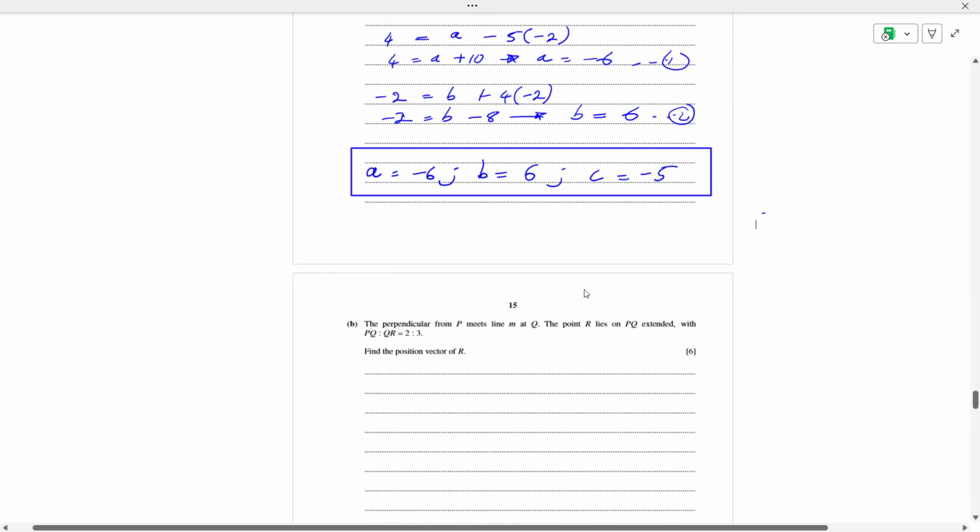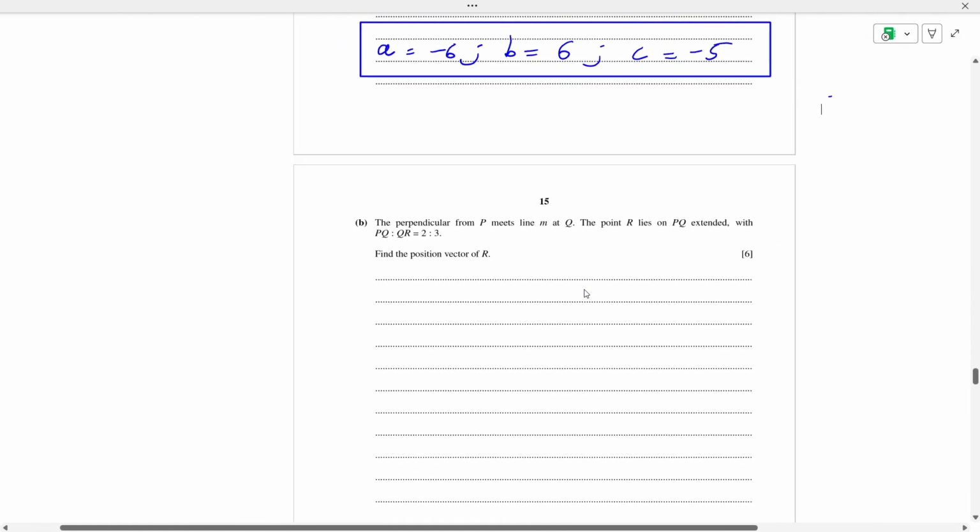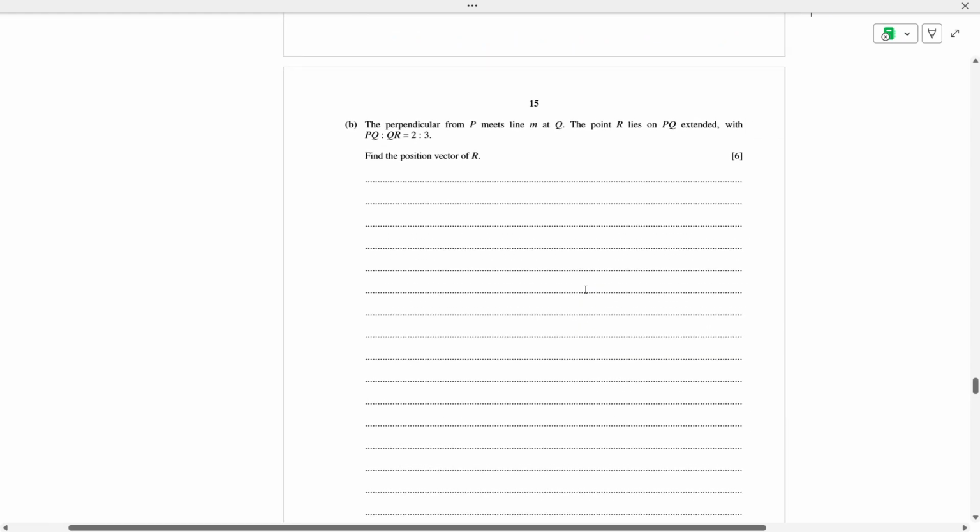All right. Okay. Then part B says the perpendicular from P meets line M at Q. The point R lies on PQ extended, with PQ being in the ratio PQ to QR of 2:3. Find the position vector of R. Right. So I'll draw again a hypothetical situation here that we have.